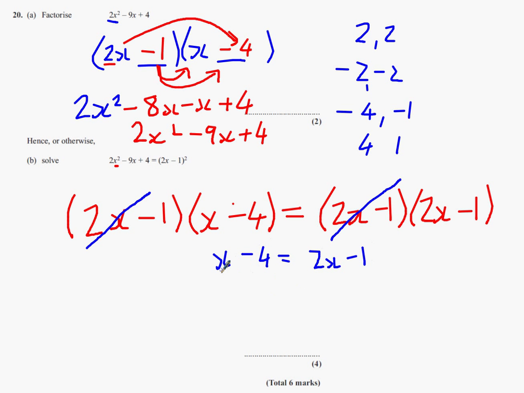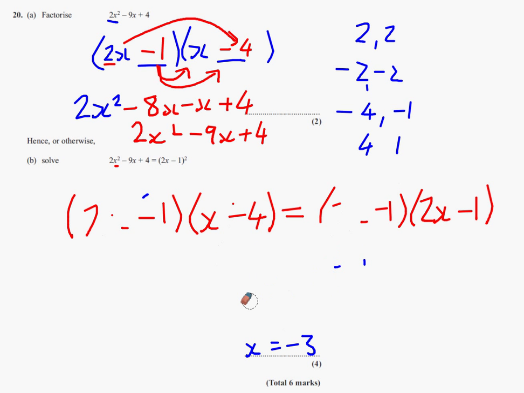And if I then take away x from both sides and add 1 to both sides, I get that x is negative 3. So that's one of the answers. x equals negative 3. But as I was saying, there's going to be two values. Okay, so the other way to work it out would be to say to yourself, right, let's just put that back. And that was 2x, take away 1.